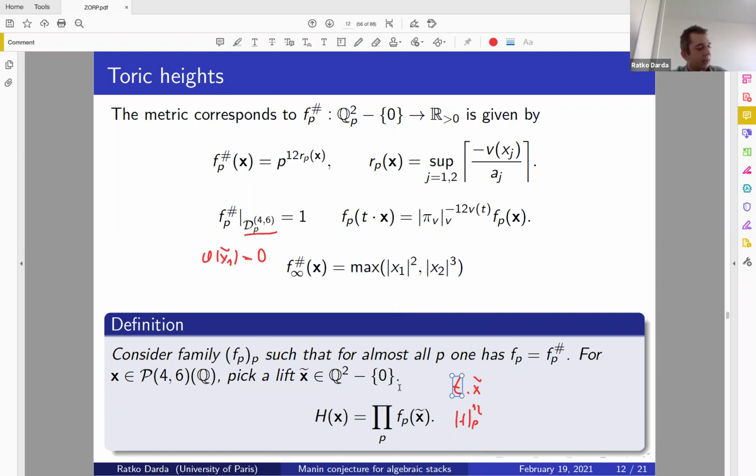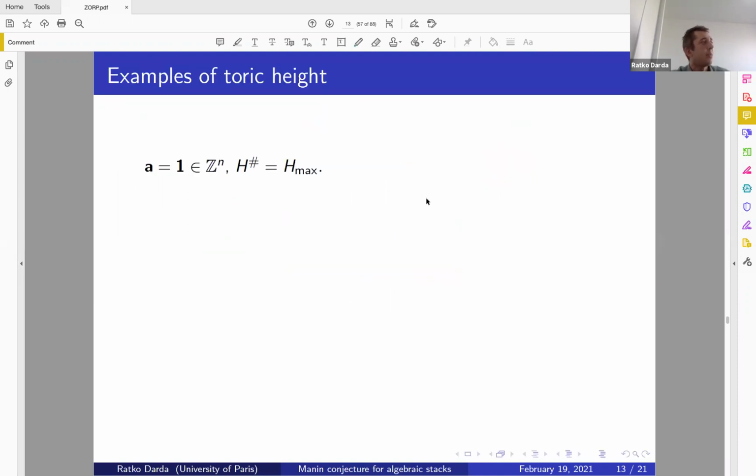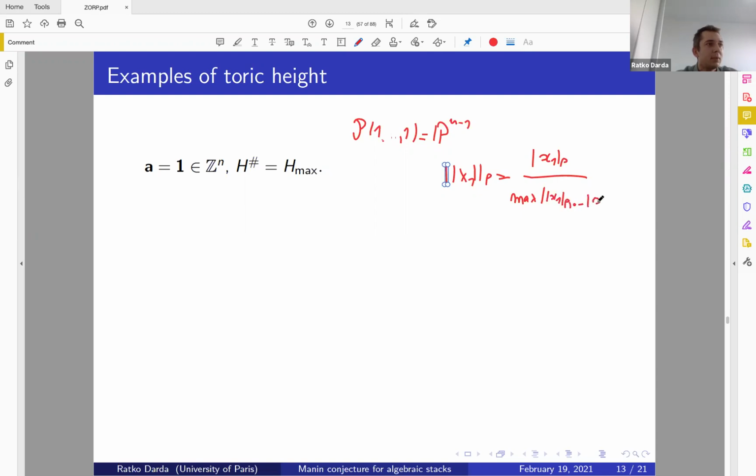Okay, so now we know how to define heights for these stacks. Let us see some examples. When a is equal to (1,1,1,1), belonging to Z^n, and of course this quotient, I'm going to write P(1,1), this is precisely the projective space. The height that we defined coincides with the standard height for the metric. I'm going to write the metric. For the standard maximum metric, our function f_p, this is a metric on O(1), and for standard, our function f_p is given by the maximum in this situation.